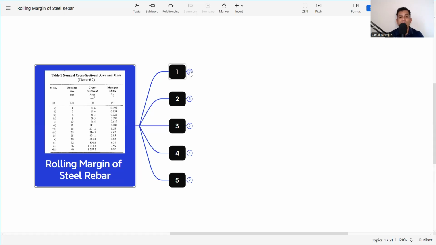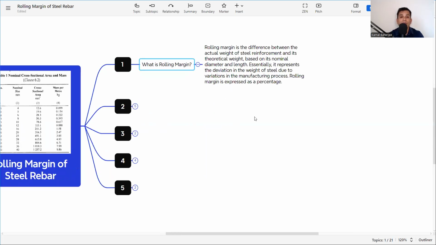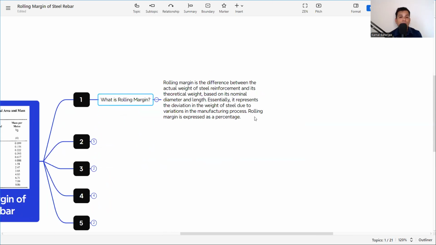So without wasting time, let's jump into the subject. First, what is rolling margin? Rolling margin is the difference between the actual weight of steel reinforcement and its theoretical weight based on its nominal diameter and length.